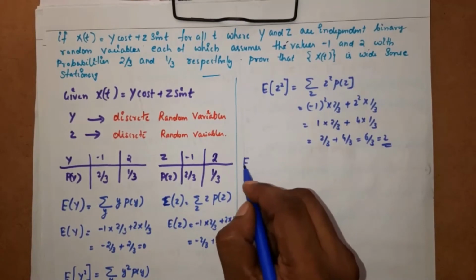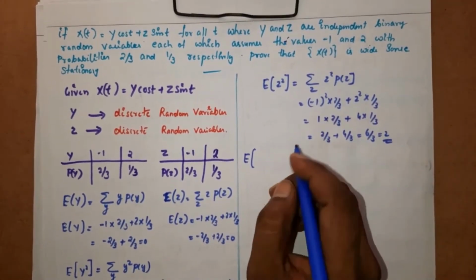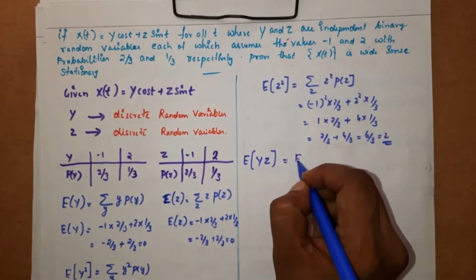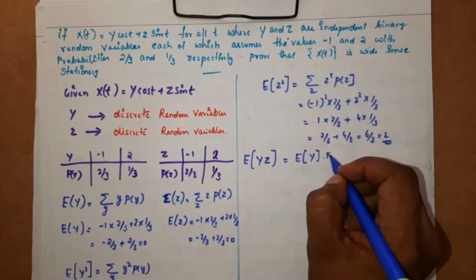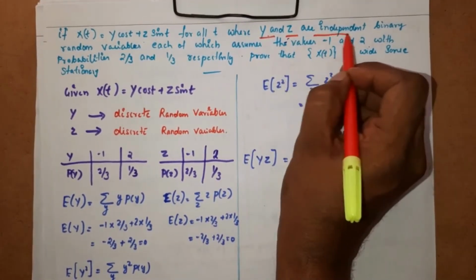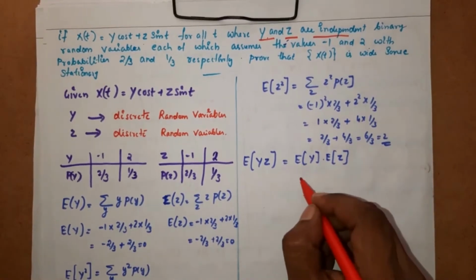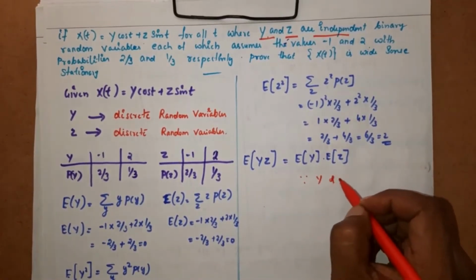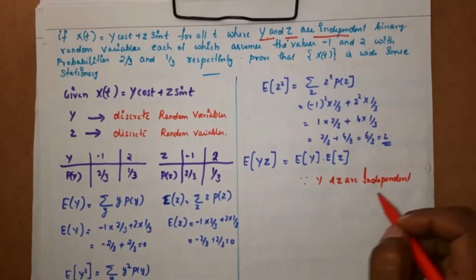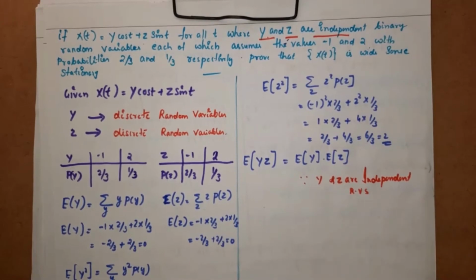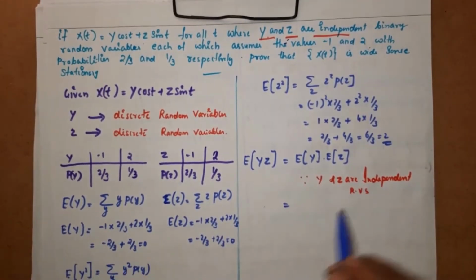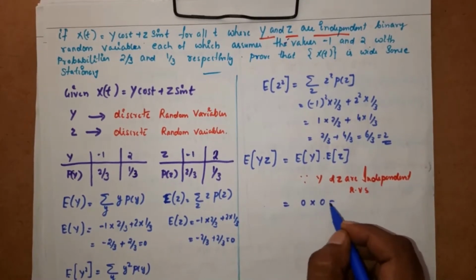Now we'll have to find E of yz. E of yz can be written as E of y into E of z. Reason is y and z are independent random variables. Now the value of E of y is equal to 0 and E of z is equal to 0. 0 into 0, answer is 0.